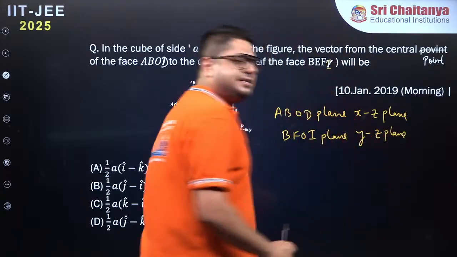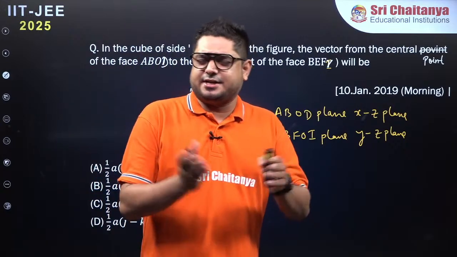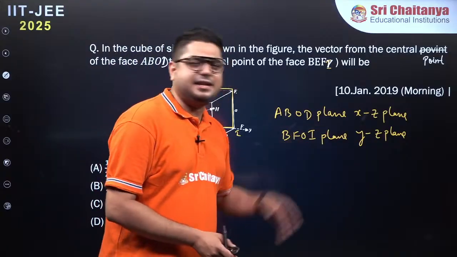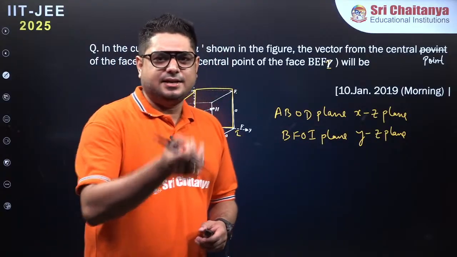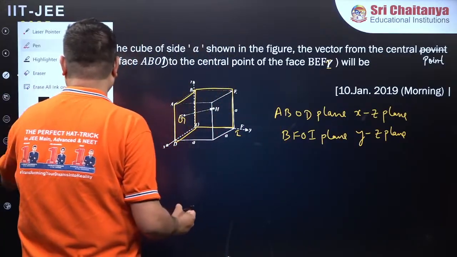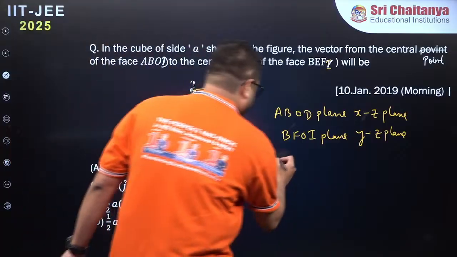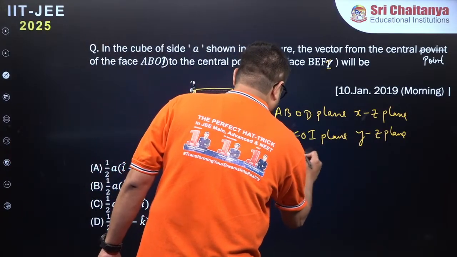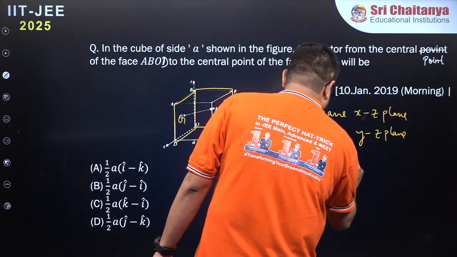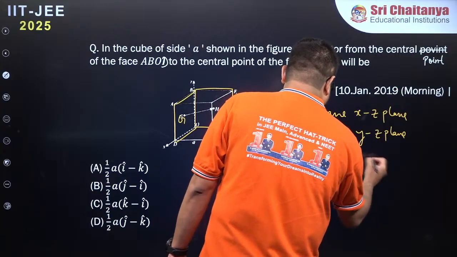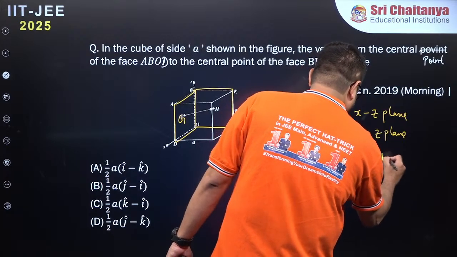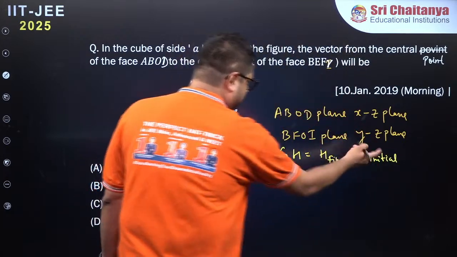Now if it is lying in the XZ plane, it will be associated with the unit vectors along the X and the Z direction, isn't it? And similarly, if it is lying in the YZ plane, it will be associated only with the Y direction and the Z direction. So now you need to write down the unit vectors. GH, what is the final point? H, right? And G is the initial point. So H is the final point, and G is the initial point. We can write down the vectors associated with H final and G initial.